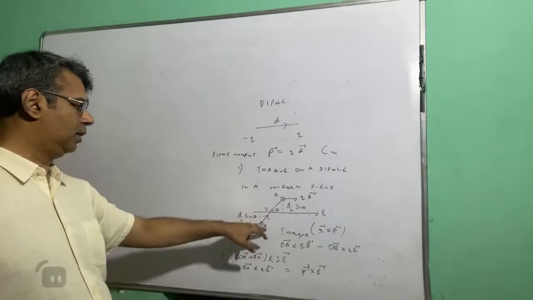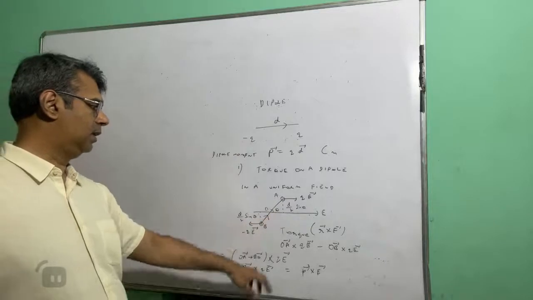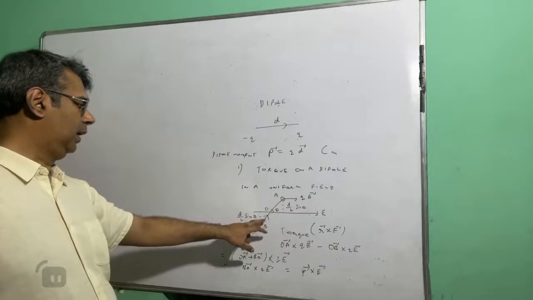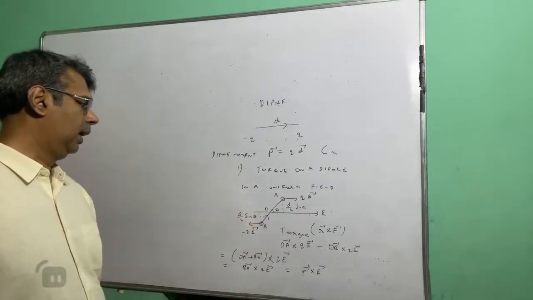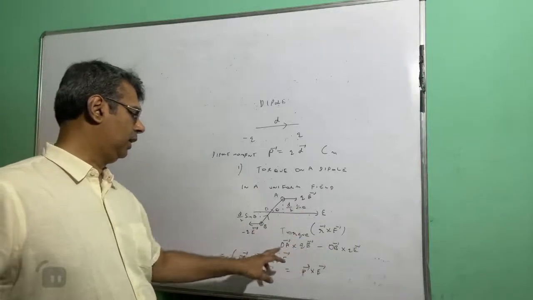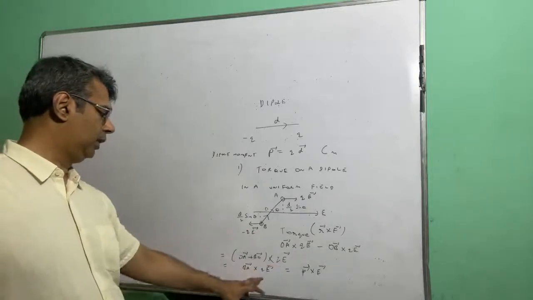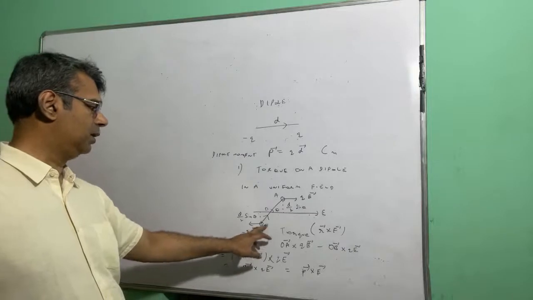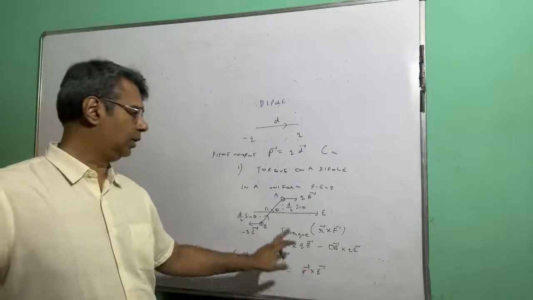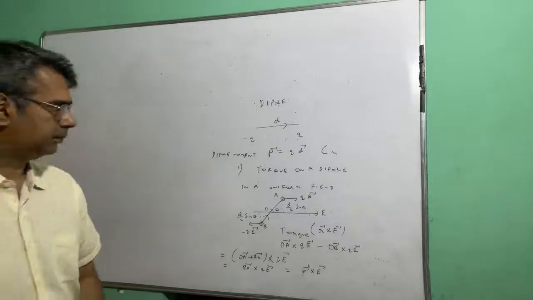O is the center of the dipole. The line joining the charges is the axis of the dipole, and the axis makes an angle theta with the field. So this is d by 2, and this is d by 2 sine theta. Torque is r cross F, so for the positive charge it is OA cross qE, and for the negative charge minus OB cross qE. So OA plus BO cross qE gives BA cross qE. BA is the vector joining the negative to positive charge, and that vector into charge is the dipole moment. So the torque on a dipole in a uniform field is P cross E.